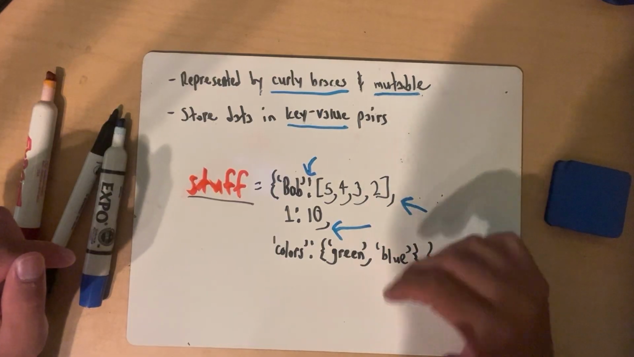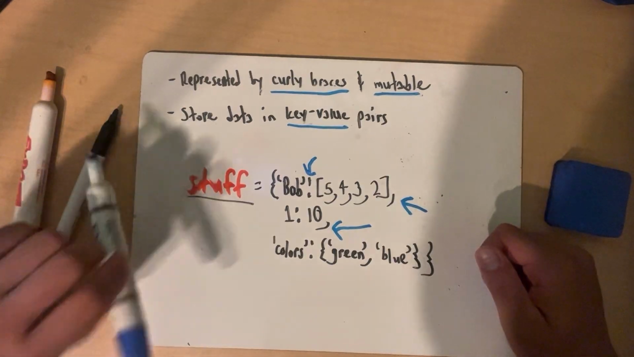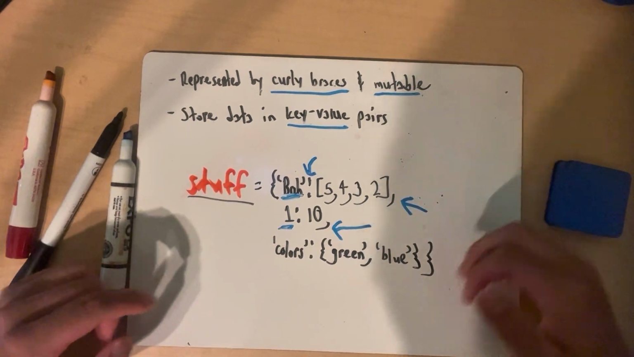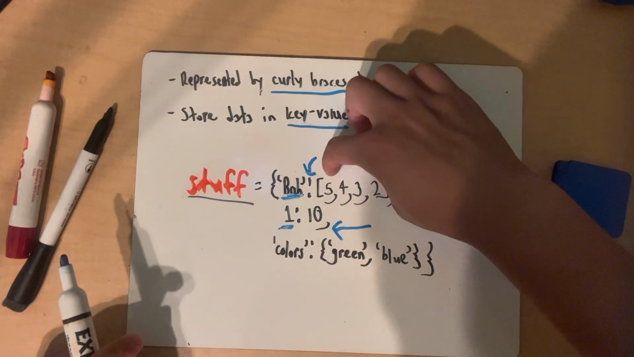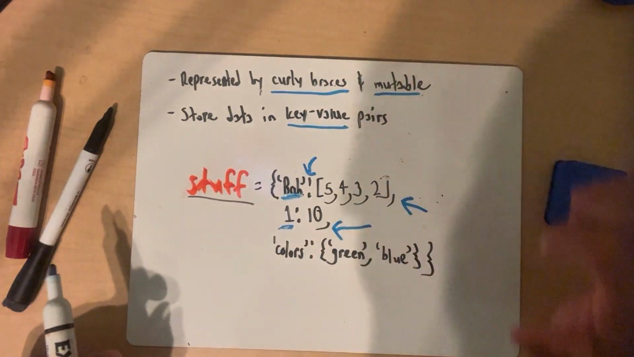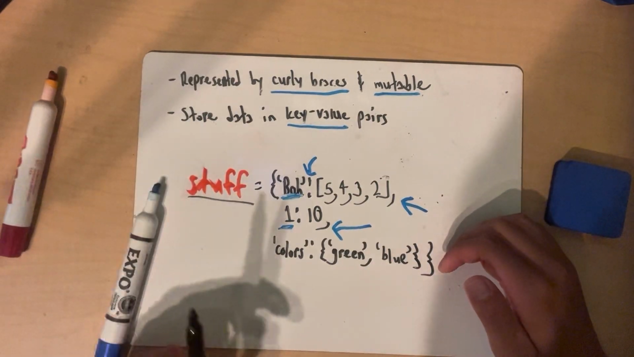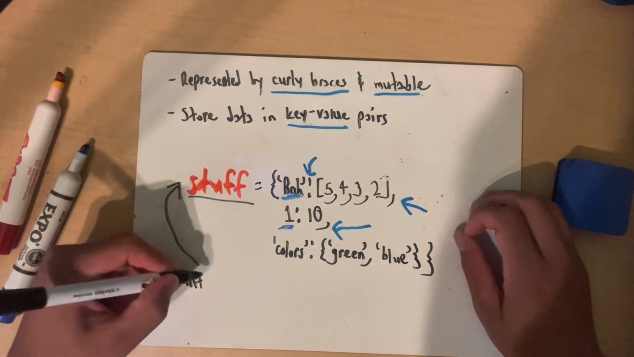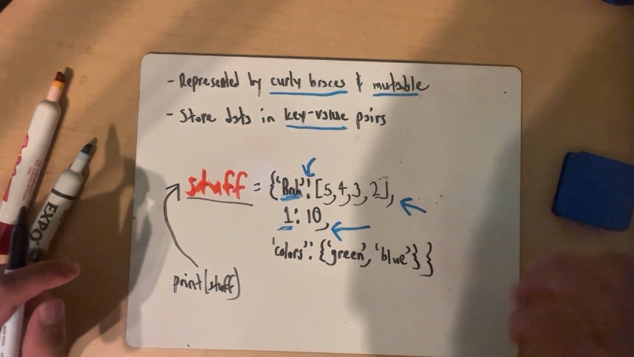And so in dictionaries, the keys must be immutable. So they can either be strings or numbers, and they can't be any mutable data type like lists or sets. So if this list was actually a key instead of a value, then it wouldn't work because lists are mutable. And dictionaries are also ordered. So if I were to print out stuff, then it would return all the key value pairs in its order as it is right now.